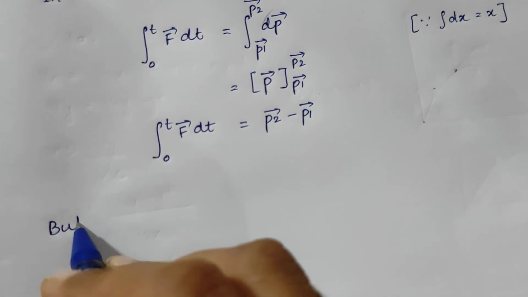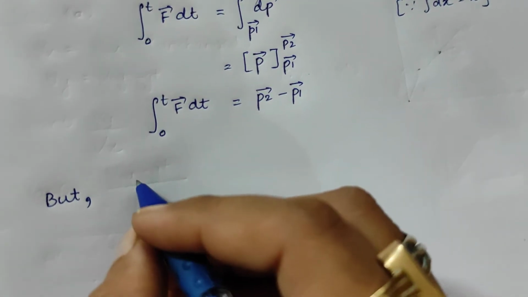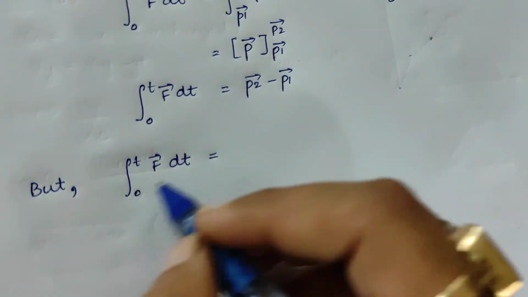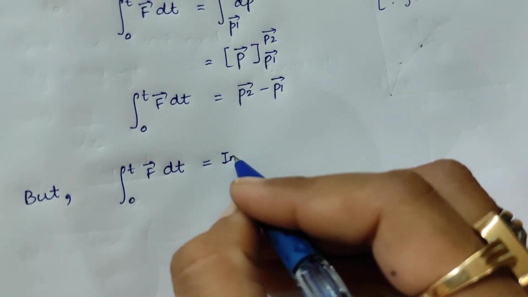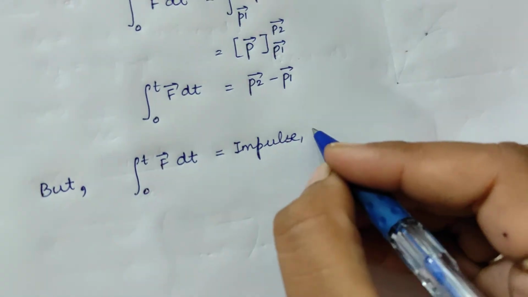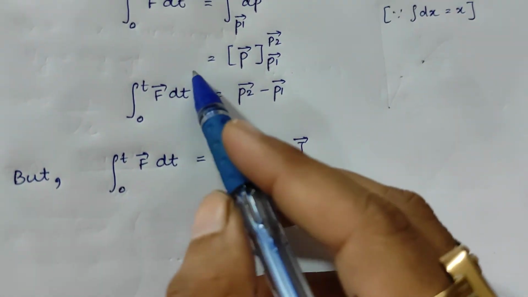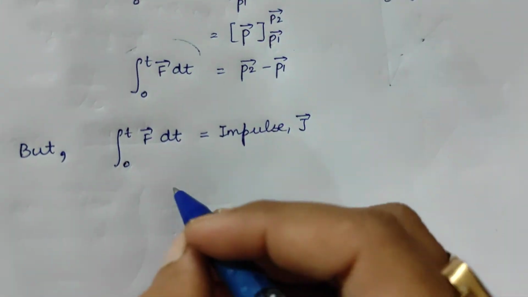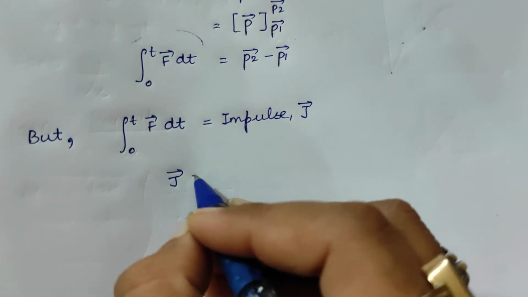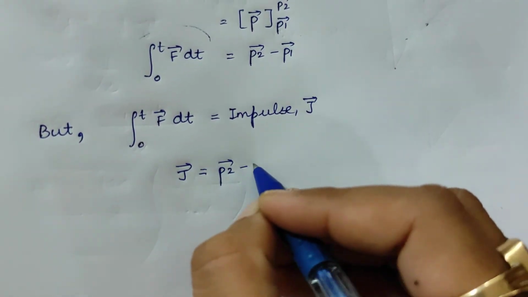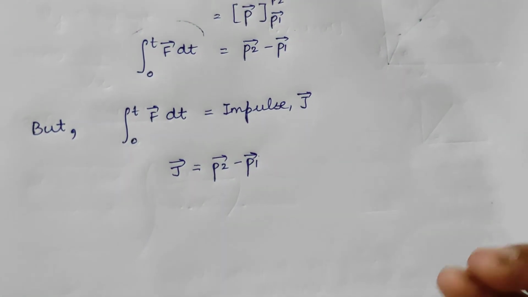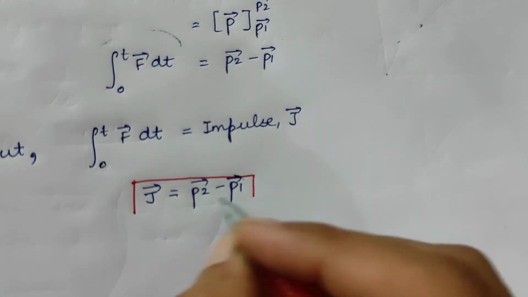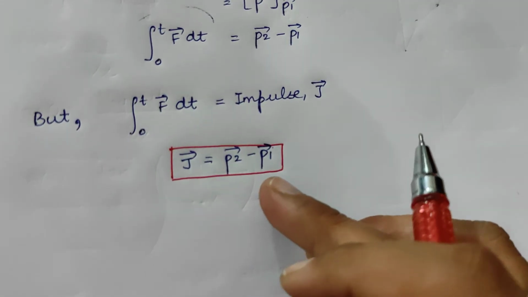But just now, before this derivation, we discussed that the force multiplied by the time interval is equal to impulse, which is represented by J vector. So in place of this integration of F dt from 0 to t, we can put J. Yes. So J will be equal to P2 minus P1. And this, students, is known as the impulse momentum theorem.